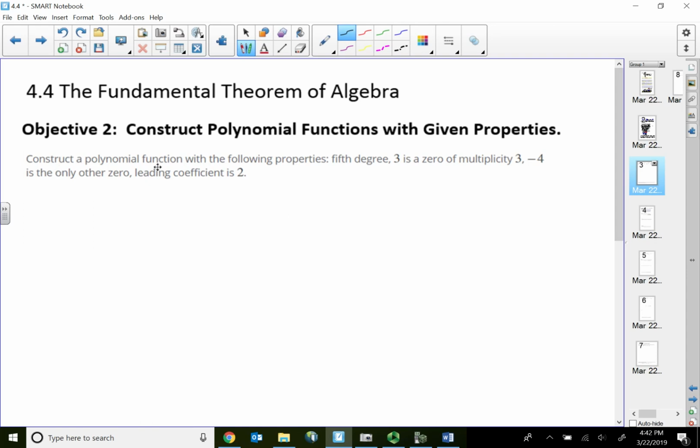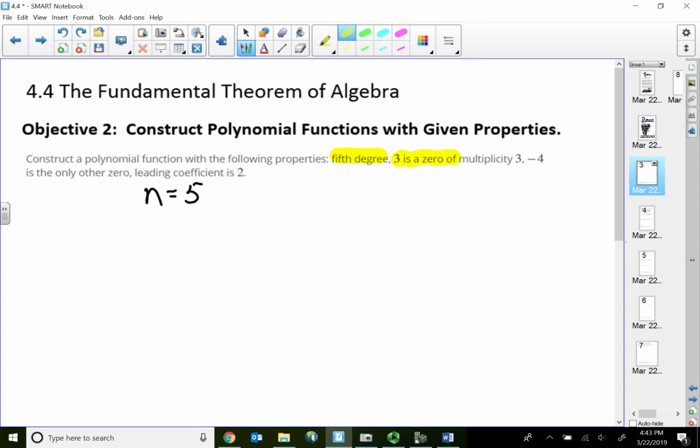All right, construct a polynomial function with the following properties. Be careful how you read this. See where the comma is? The comma is trying to separate all the properties, or the information, it's trying to give you. So let's read this one at a time. Fifth degree, comma. That means my final answer will be x to the fifth power. All right, next information.